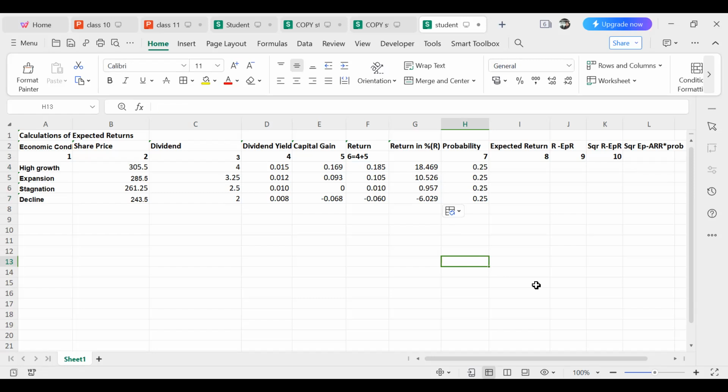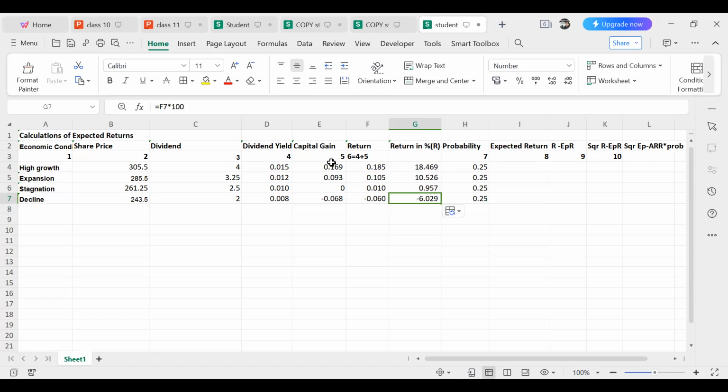So the highest return is in which year? Variation is between what range? Highest return is during the high growth scenario, 18%. And the maximum decline you can go is minus 6%. So it is varying to this level. Now we are going to calculate the expected rate of return. Whenever probability is there, you are going to calculate the expected rate of return. Till then, you calculated the rate of return every year. Now we are going to change it into expected rate of return.